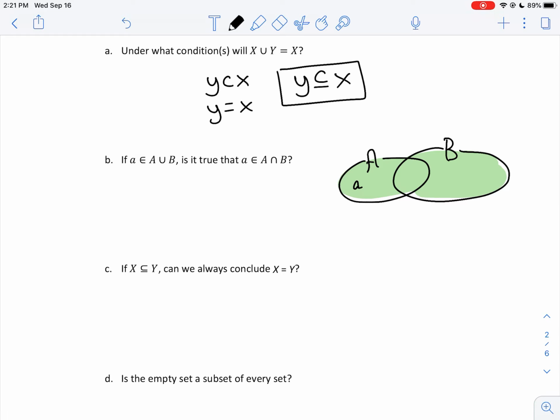Is it true that a is in their intersection? Well, their intersection is only this part right here. And so from this image alone, we can see that a could be in the union but not be in the intersection. So we would say no and use this image here as a justification for that. We just had to come up with one case where a could be in the union, but without being able to conclude that a is in the intersection.